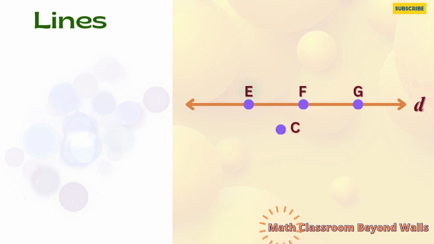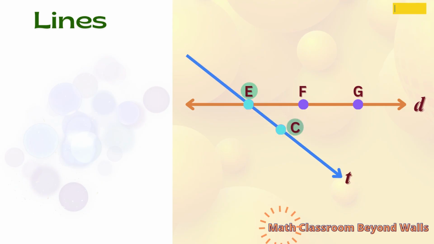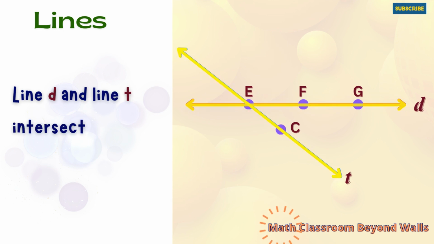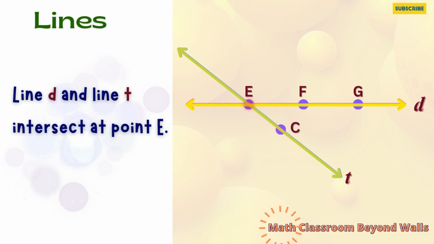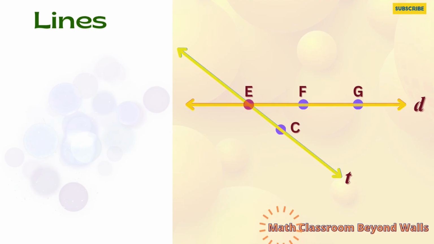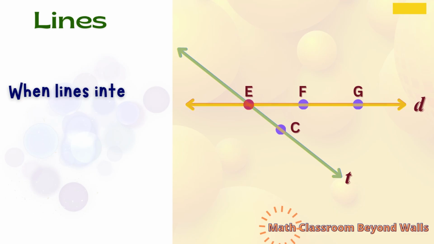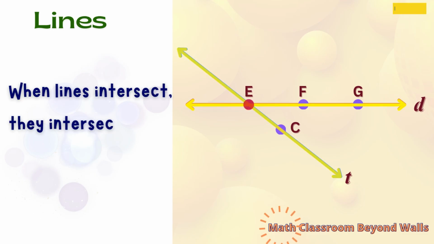Let us connect point E and C and name the new line as line T. What do you see this time? Okay, so we see that line D and line T cross or intersect each other, and they intersect at point E. Remember this, learners: when lines intersect, they intersect at a point.